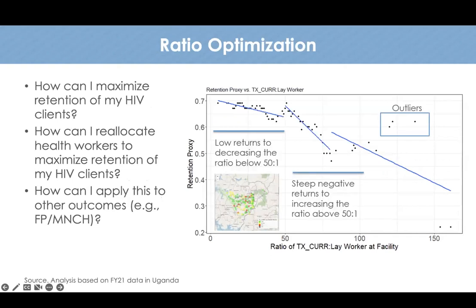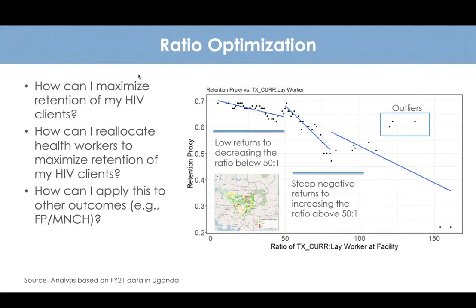And the last slide we wanted to share with you is ratio optimization. In this case, we had data from our health workforce registry in Uganda using the iHRIS system, and we linked that together with two pieces of data: the retention of HIV clients in care at 12 months, and the number of lay workers in the system by health facility. And what we were able to do is to estimate the optimal ratio of lay workers to clients on treatment.